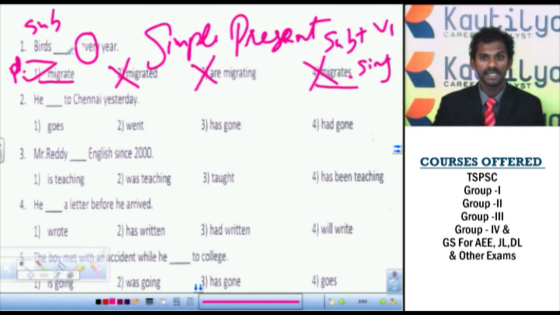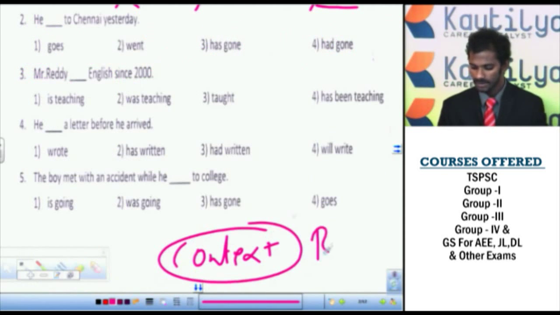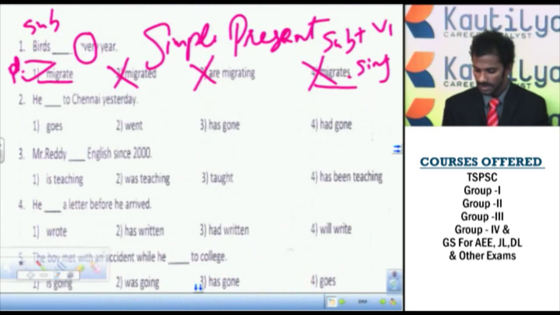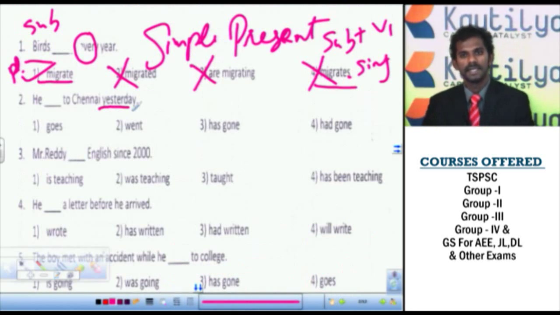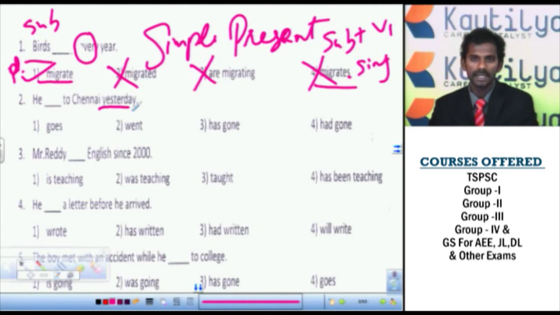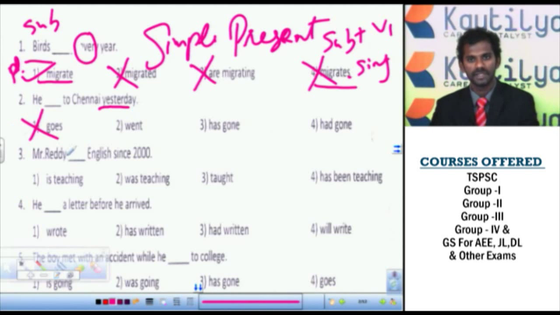Come to the second one. Understand the meaning of the sentence. Most importantly, the context, that is the meaning of the sentence, and then apply the rules. Right? Fine. Come to the second sentence. "He dashed to Chennai yesterday." Does this sentence refer to an action in the past, present or future? This sentence refers to an action in the past because "yesterday" is there. So the option that we select must also be in the past tense. Based on that, I can eliminate one option, that is "goes." "Goes" is in the simple present tense, V1.